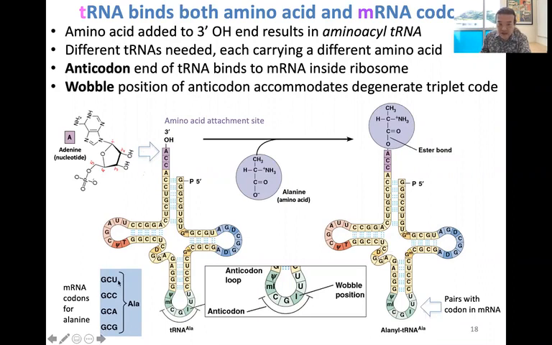This is our degenerate triplet code. The first two positions for alanine have to be G and C, but the third position can be any one of the four RNA nucleotides. That can be read because for this particular tRNA, the first two positions are a C and a G to match up perfectly with the G and the C over here. But the wobble position, because it's at an angle, can get away with reading the fourth position. And remember, the other end of this tRNA gets an alanine linked to it, so that's the alanine brought by this tRNA to the ribosome.